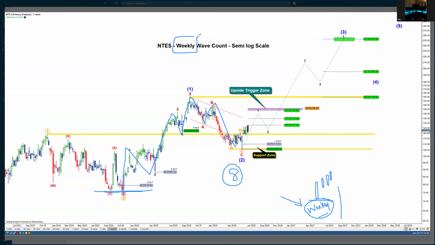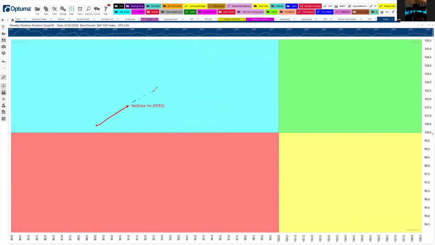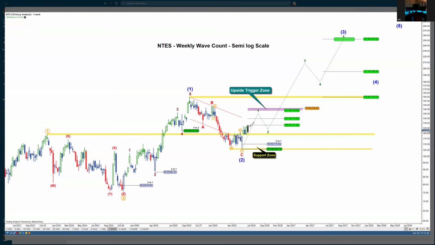This is trend. So from here, now it has to see if the rotation from here improves, which we'll watch. And then at the same time, you'll see if the stock makes its way up.